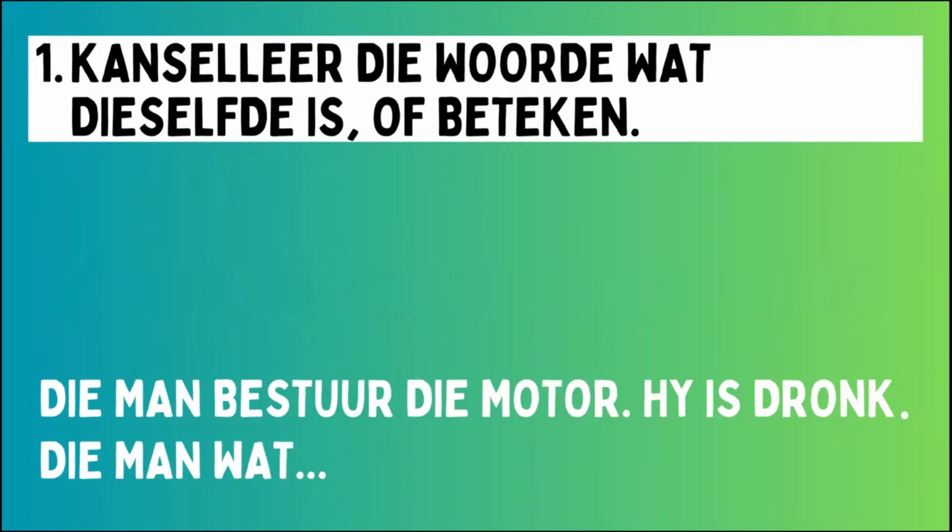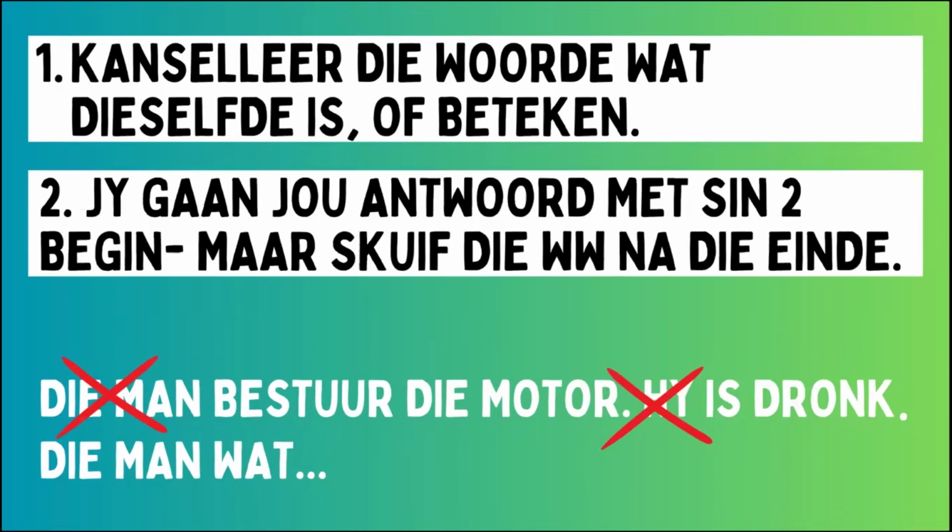So the first thing is, kanselleer die woorde wat dieselfde is of dieselfde beteken. Meaning, words that are the same, like literally the same words, or that mean the same. So in this case, it is die man en hy. Because both of these words, die man en hy, both refer to the guy. And we are starting our answer with die man. So we're not going to use the words die man again. So we're going to cancel those out.